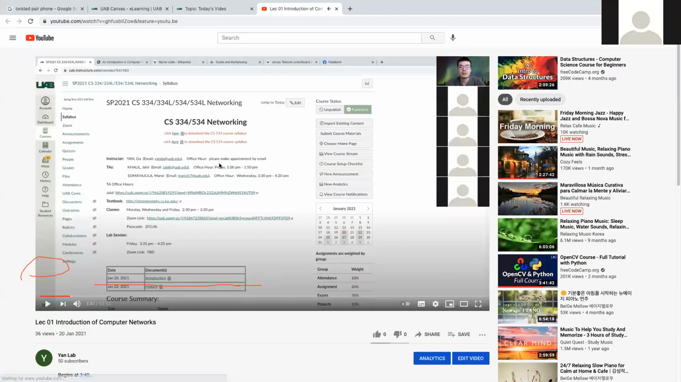If you don't get it from your email, just let me know, because every announcement from Canvas should go to your email. If not, you need to figure it out with IT support. Ask IT.